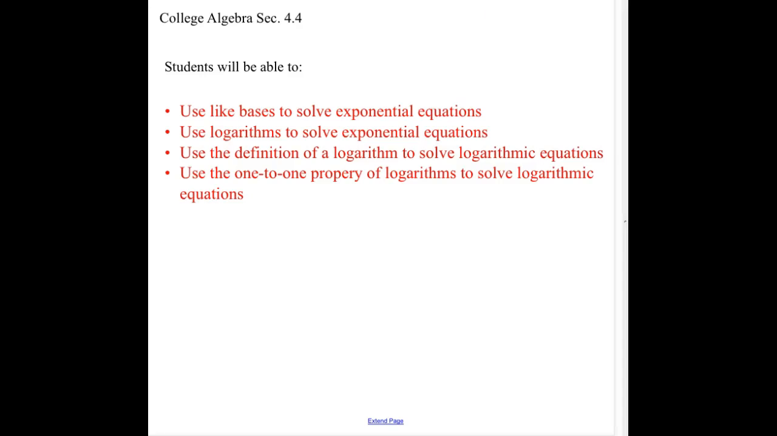All right, so for section 4.4, we are on the third day of this. We have been solving exponential equations up to this point. Our shift now is to solve log equations. And I asked you to go back and review those notes from 4.2. What were some of the log properties that we had?